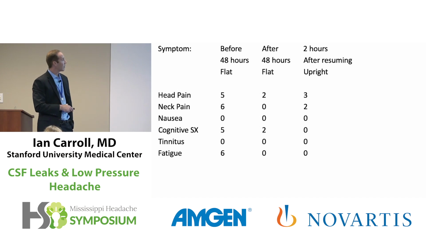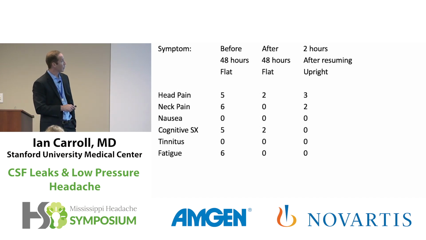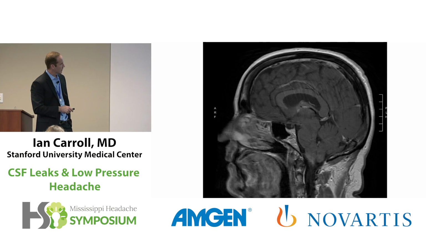Her 48-hour flat test: head pain again gets better, 5 to a 2. Neck pain goes away completely, 6 to a 0. Fatigue goes away completely, 6 to a 0. We thought it was good enough to take a run at it. And this is what her MRI looks like.